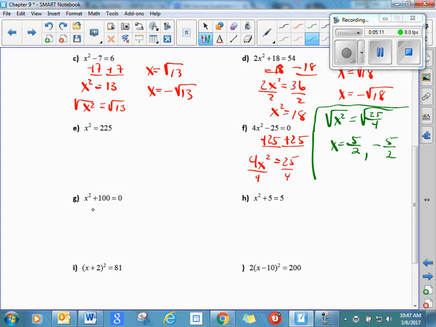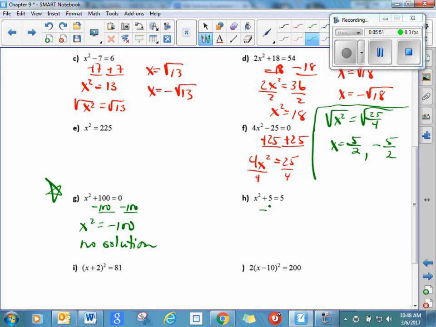Let's move along over here. We've got to get the x squared alone, so x squared is equal to minus 100, and this needs a big red flag, because if we try to take the square root of both sides, we would be taking the square root of a negative number, which makes no sense. You can't have a number times itself and end up with a negative. So basically this one has no solution. Technically, we'll say no real number solution, because when you get to studying imaginary numbers, you will have a solution to this kind of equation. But that's for another year.